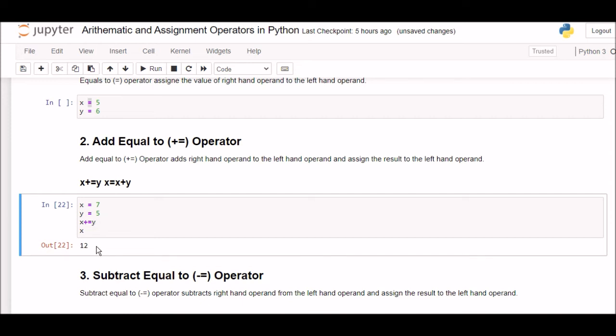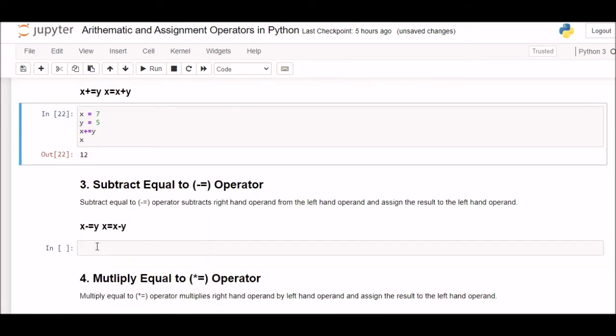Okay, like the add equals to operator in Python, another operator is the subtract equals to operator. In Python, the subtract equals to operator subtracts the right hand operand from the left hand operand and assigns the result to the left hand operand. It's x -= y, which is equivalent to x = x - y.